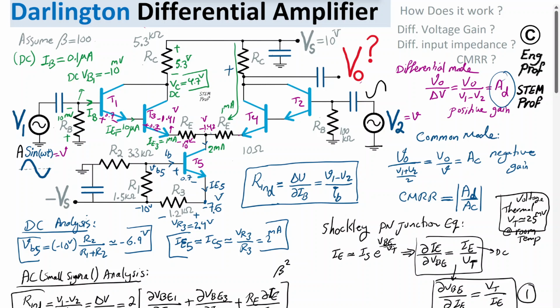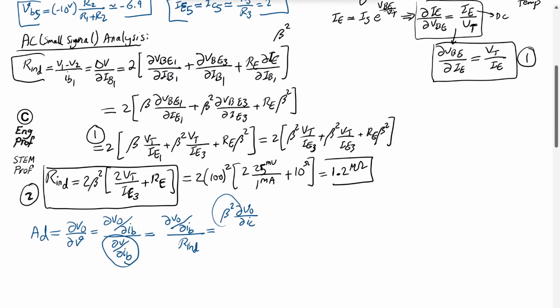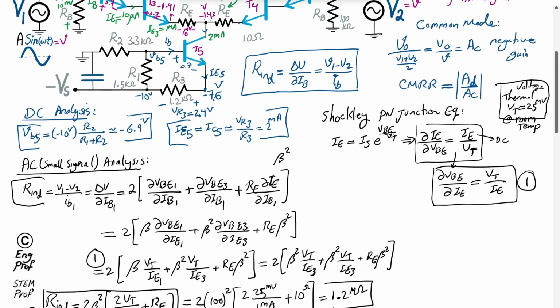If you remember, I said the differential gain is positive, so there is an AC current going like this, counteracting the DC current in differential mode. So it's beta squared. The reason we see beta squared here is because I multiply both numerator and denominator with beta squared. Beta squared times the change in IB is basically the change in overall IC, and then divide by R in differential.